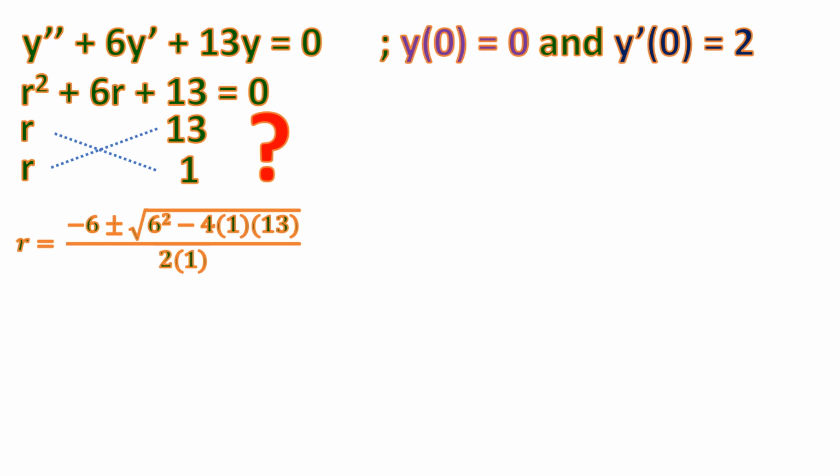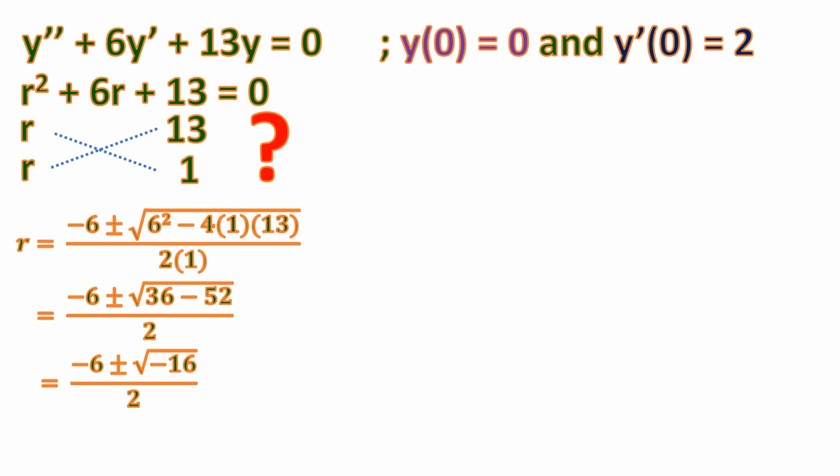We substitute a as 1, b as 6, and c as 13. Then simplify. 6 squared is 36, and 4 times 1 times 13 is 52. Then we subtract the one inside the radical sign. 36 minus 52 is negative 16, and we get the square root of negative 16. So the square root of 16 is 4, and because it's negative, we put i, because i is the square root of negative 1. Then we separate that into two parts, the real and the imaginary.